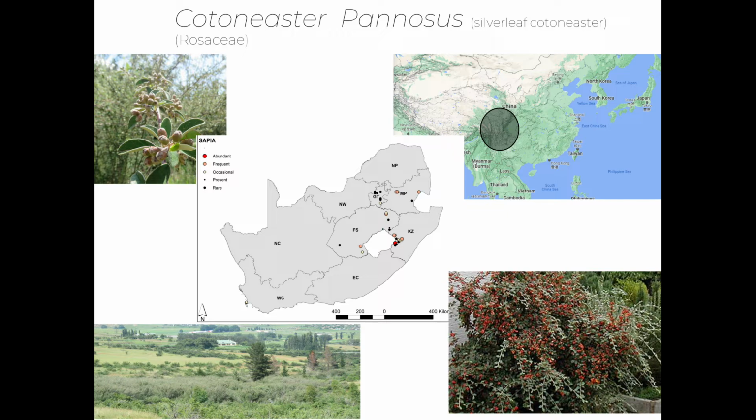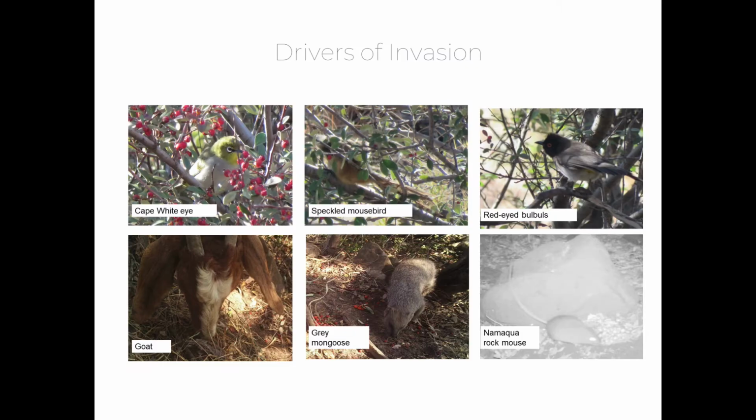Cotoneaster, which is silver-leafed Cotoneaster. So Pyracantha has the orange berries and Cotoneaster has the red berries. It seems to be very highly underrepresented in any of the databases. There's a huge amount of it, but nobody seems to recognize it. So I was doing very similar studies with this to see if it's being fueled by the same mechanisms. The first thing we did again was to see what's eating it and what's spreading it around the countryside. And it was quite interesting.